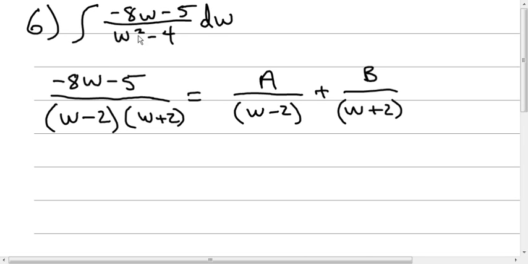Okay, problem number 6. We've got a rational function we need to integrate. We look at this thing, and one of the first questions you've got to ask yourself when you see a ratio of two polynomials is, can you factor the denominator? If you can, then partial fractions are probably going to work for you. If you can't, then something else may be going on.